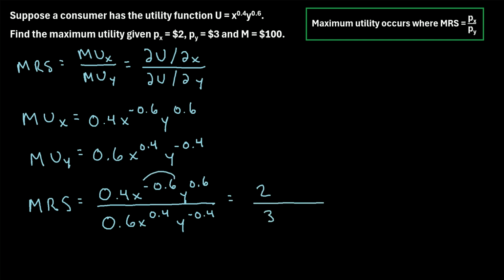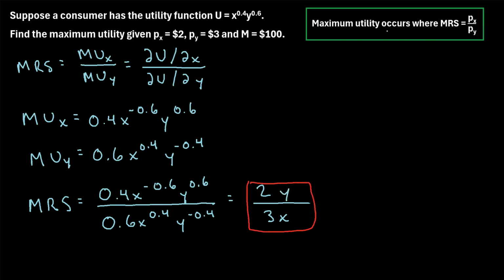Now for x, we have a negative 0.6 in the numerator. We can make this positive by just moving it down to the denominator. So we would have x to the 0.4 times x to the 0.6, and those exponents just add up to 1. So we would have x to the first power, or just x. So let's write x. And similarly, this negative exponent for the y, we can move that to the numerator to make it positive. So we would have y to the 0.6 times positive y to the 0.4, which is just y to the first power, or y. So this is our marginal rate of substitution.